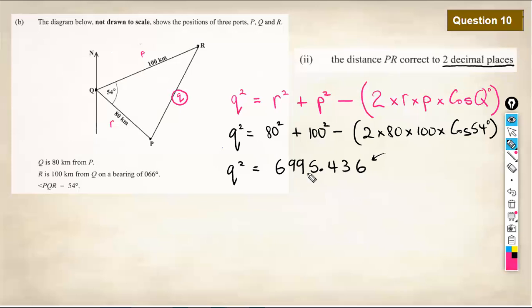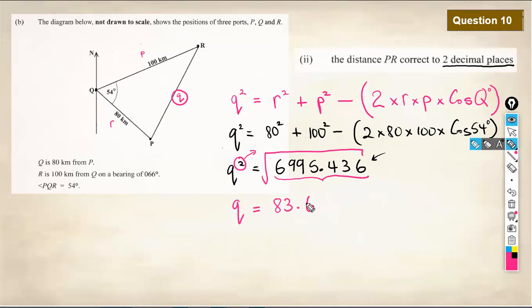So how many people could agree this is what they saw? Now, if this is what you plan to square root, this is what you have to write on your paper. So when you throw across the squared, because you're trying to solve for q, you're going to get a square root. And when you square root that, that's now, again, 6995.436. I'm getting, to 2 decimal places, 83.64.